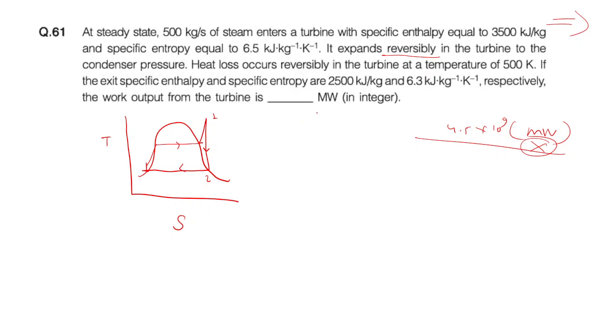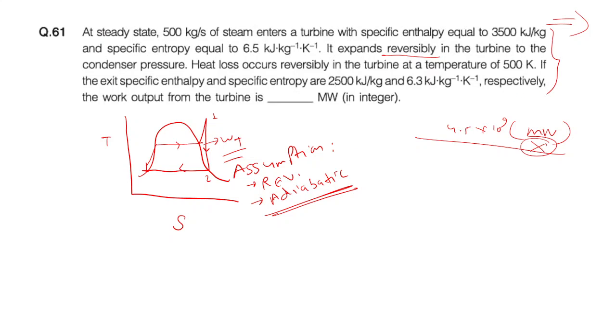Because whatever we are considering, what is the assumption here from 1 to 2 in the turbine? As the system is reversible, the entropy generation will be zero. And here the main thing is that it is not adiabatic. Otherwise they would have to write it. This is just reversible. Reversible means adiabatic is not there, so heat transfer would be there from the system.